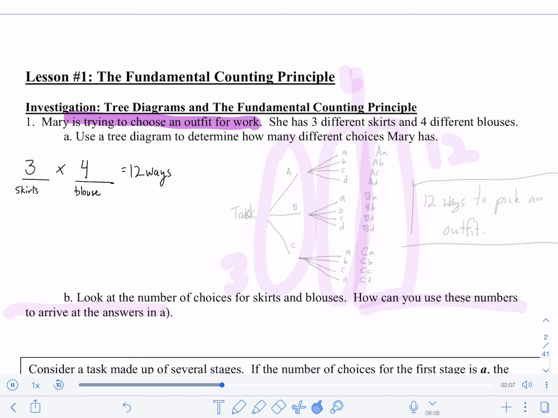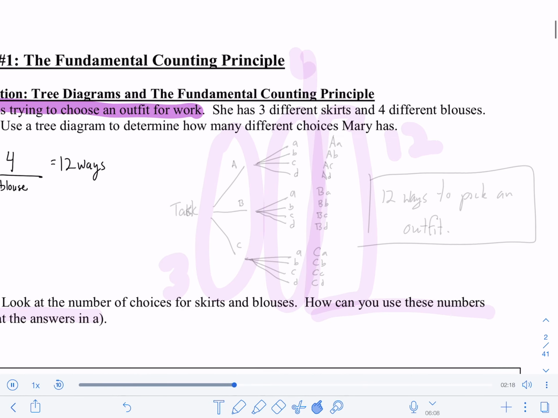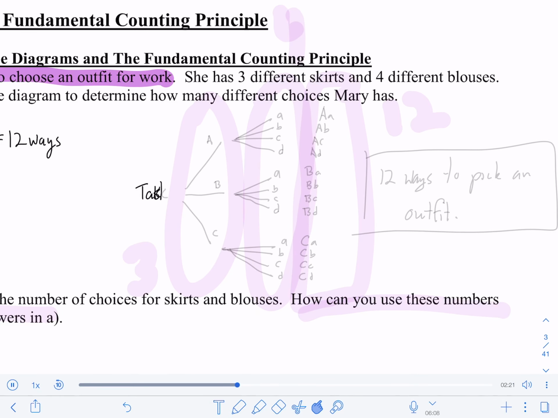Now, I'm going to demonstrate why this is by showing a tree diagram. And it's going to look like this. So the first is the task. And I'm going to break that task into subtasks. And so the first one is the 3 different skirts. So I'm going to just call it A skirt, B skirt, and C skirt. And then after each choice, I'm going to have 4 choices for blouse. 1, 2, 3, 4. A blouse, B blouse, C blouse, or D blouse.